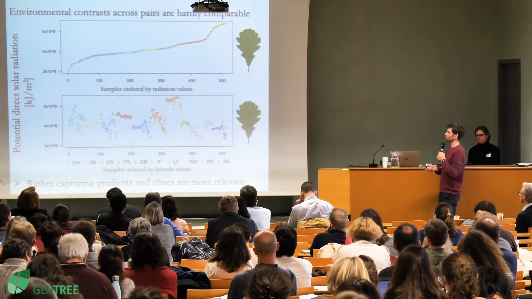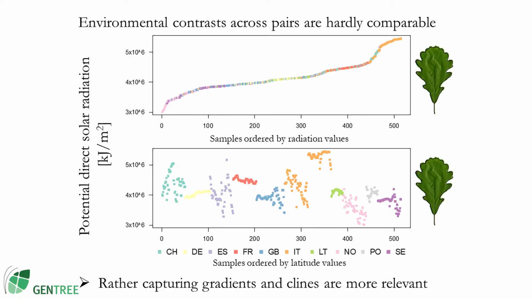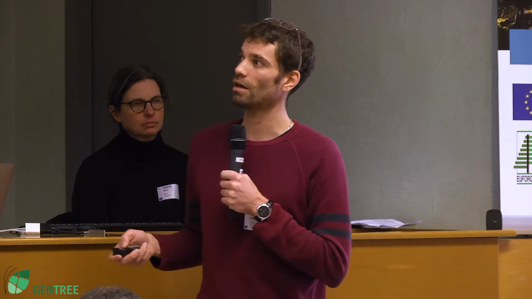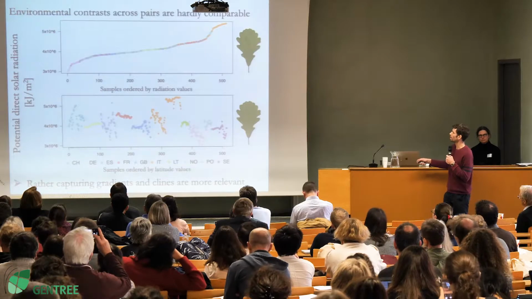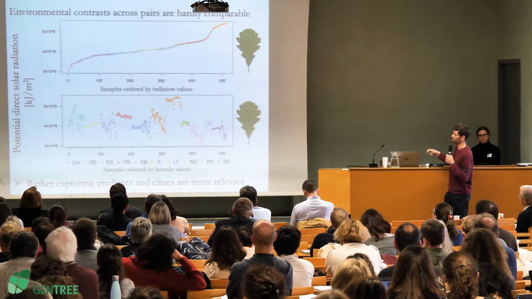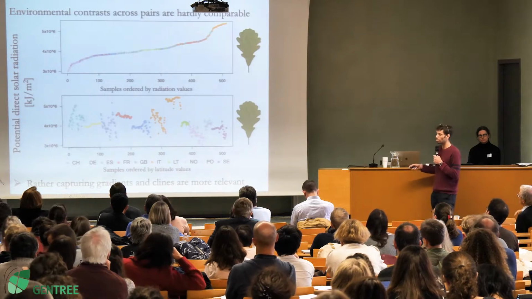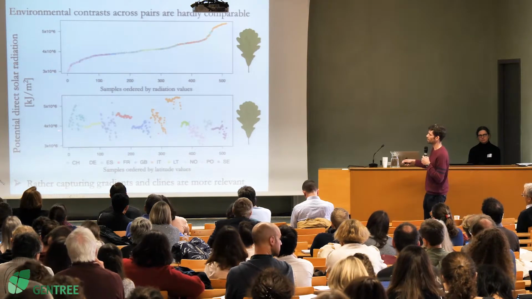As Katerina said before, it's very challenging to use the environmental contrast, because if we have, let's say, 100 meters of elevational contrast in Switzerland, in Spain, and in the UK, we don't have the same selection pressures, so it's very difficult to compare the contrast. Rather, we can have a look at the gradient across populations, or at the final scale, look at the declines.